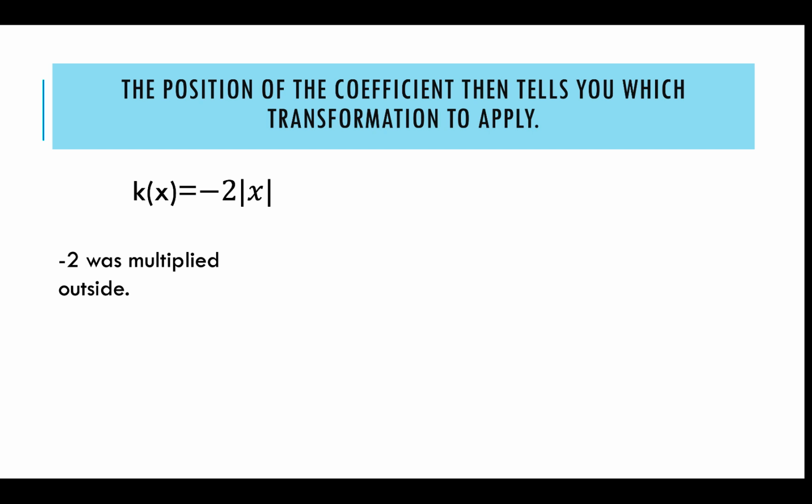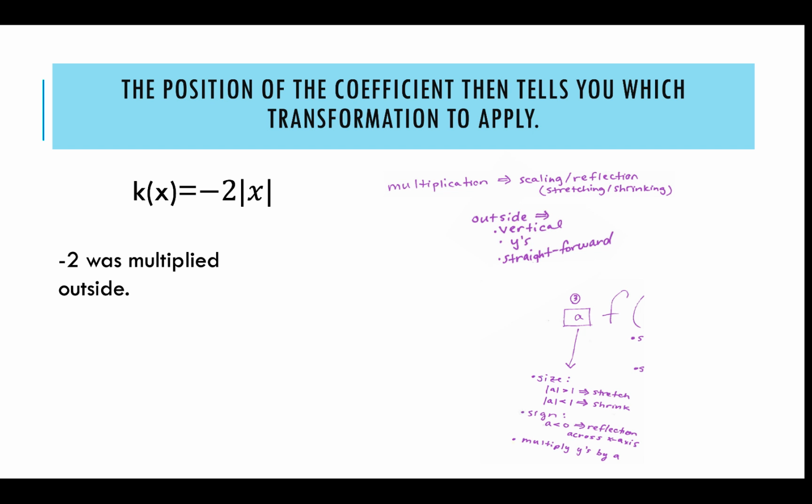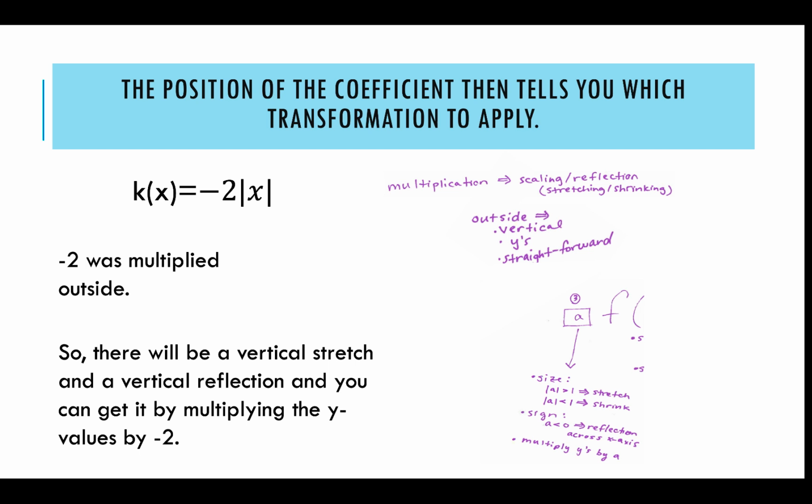In this case, we have multiplication outside. So we remember all these from a minute ago. The absolute value of negative 2 is bigger than 1, so it's a stretch. It's vertical stretch. It's negative, so it's going to be a reflection. And so we're going to have a vertical stretch and a vertical reflection, and we can get points on the graph by taking the old points and multiplying the y values by negative 2.